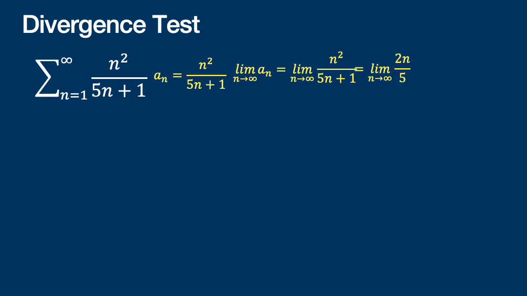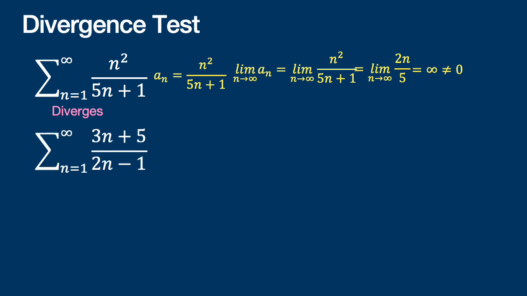So you see, the limit as n approaches infinity is 2n over 5. This limit going to infinity is not 0. So you're going to say that the series is going to diverge. The general term is not going to 0, so the series is going to diverge.